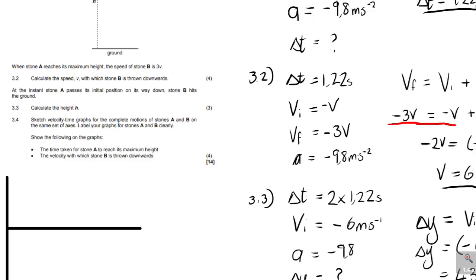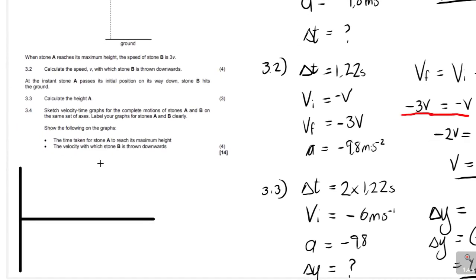Let's zoom in slightly. Question says, sketch the velocity over time graphs for the complete motions of stones A as well as B on the same set of axes. Label your graphs for stones A and B clearly. Now, let's just add our labels for this graph. On the y-axis, we have velocity. Right, this is velocity over time graph, and for that reason, we would have to have velocity on the y-axis. Okay, so the velocity on the y, let's just do that. We have the velocity over there, and we have time over here.